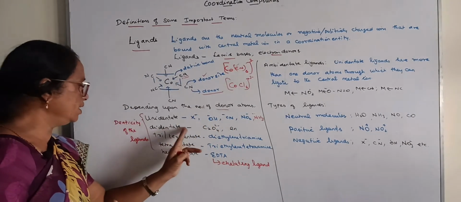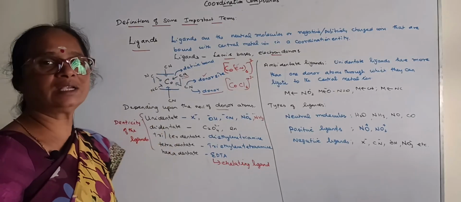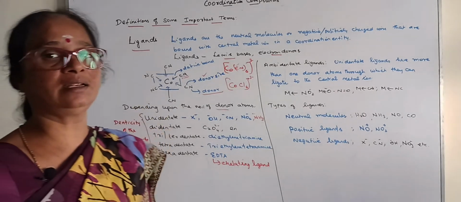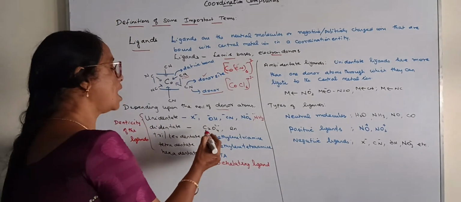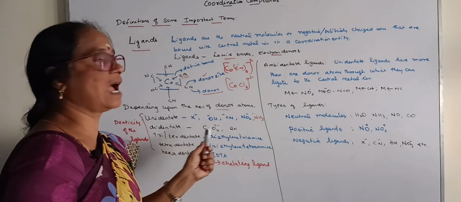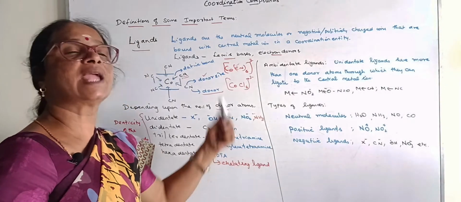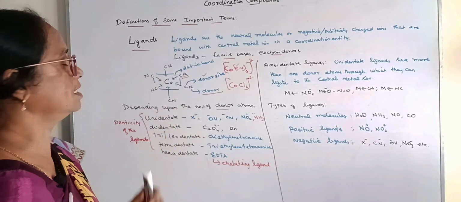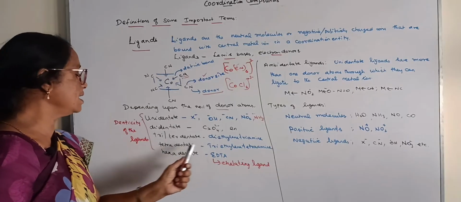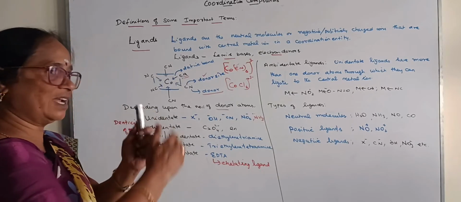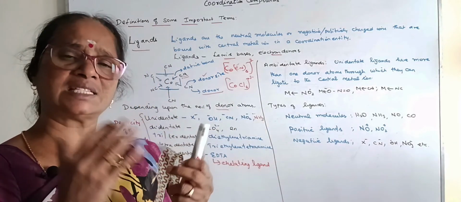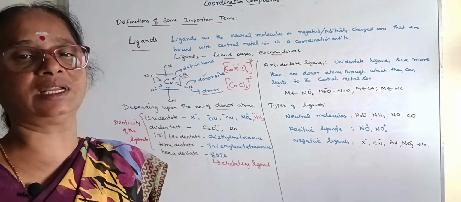Then if the donor group has more than one site to donate the electron pair, such groups are said to be didentate ligands. In this case we may find the oxalate as well as ethane-1,2-diamine. Here two of the atoms or two of the groups are capable of donating the electron pair to the central metal ion. Similarly, we can find tri or terdentate, tetradentate, hexadentate and so on. So when the number of donating sites increases, then the stability of the complexes also increases.